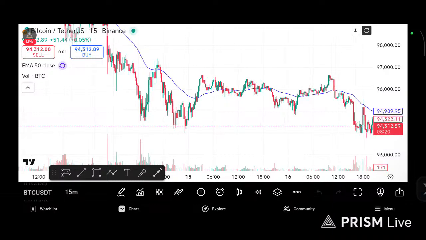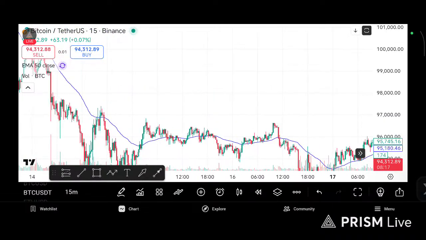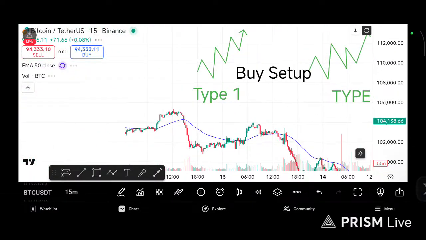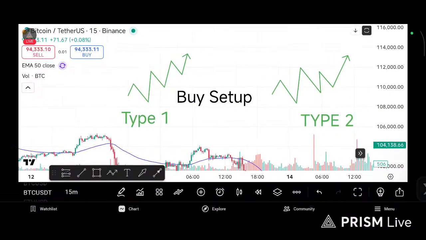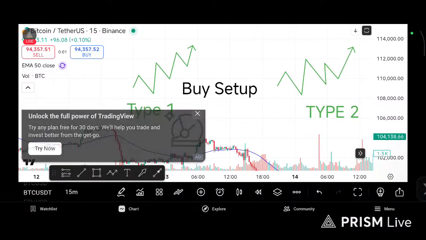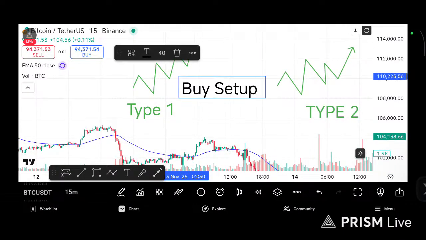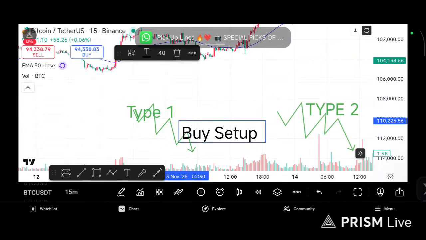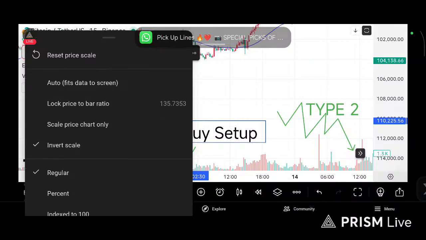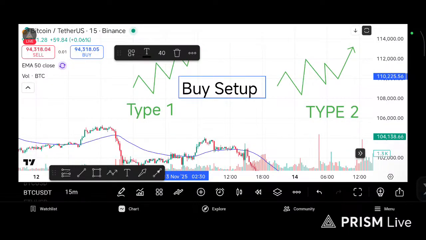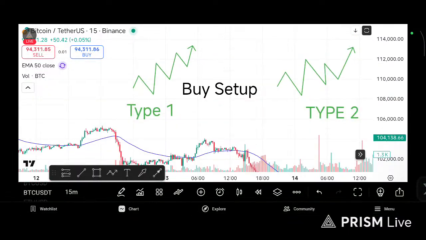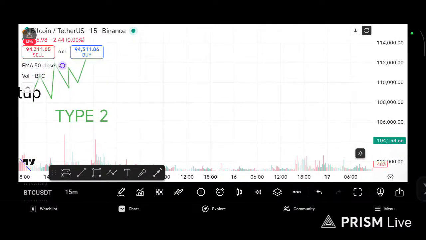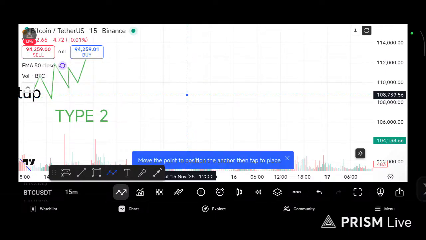All right, so in this chart, for example, this is the buy setup, and we can also analyze this for the sell setup, right? Sorry, that is for the buy setup, and I can also do that for the sell setup. So this is how it goes.